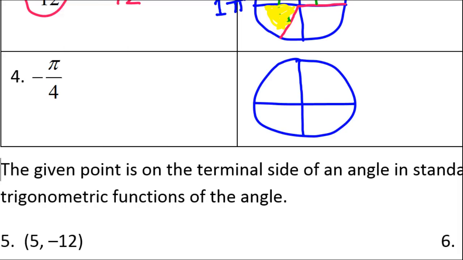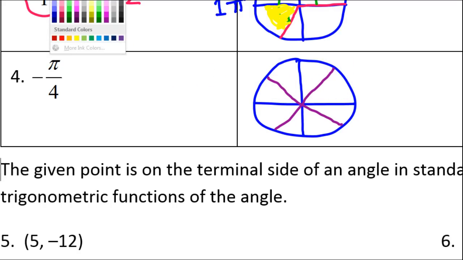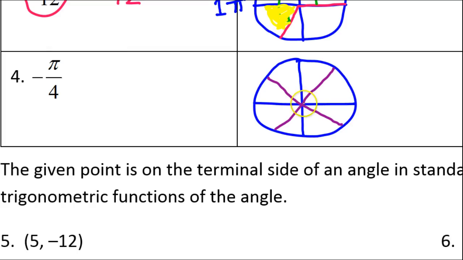Okay, so far these are all half pi's, right? Pi over 2. So if I want pi over 4, I just need to split it again. Alright, so notice the top half is in 4 pieces, so each one of these is pi over 4. Now, I'm supposed to draw my angle in standard position. So standard position always starts on the positive x-axis. Because it's negative, I know I need to go in the clockwise direction.